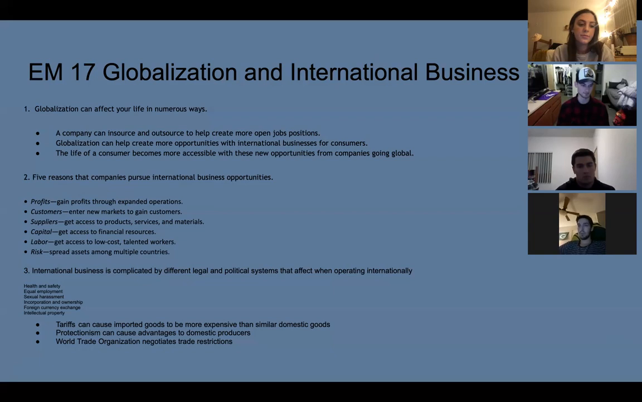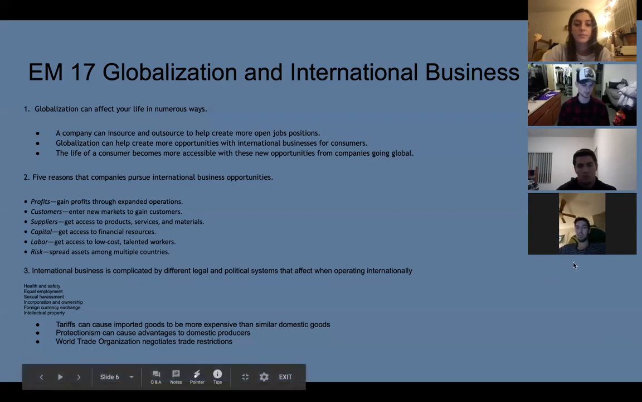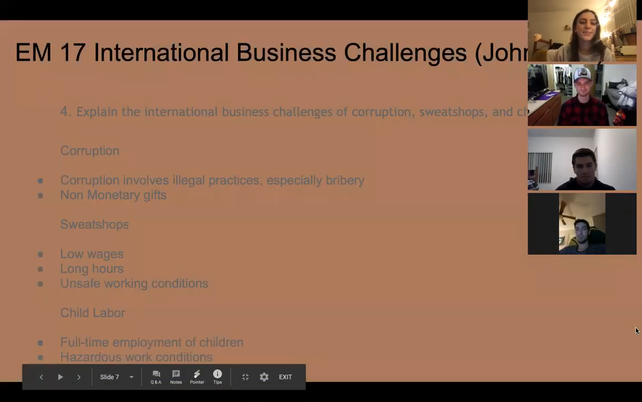Some examples are that tariffs can cause imported goods to be more expensive than relative domestic goods. Protectionism is there as well and can give advantages to domestic producers. And then there's the World Trade Organization that negotiates trade restrictions. So international businesses face many challenges.